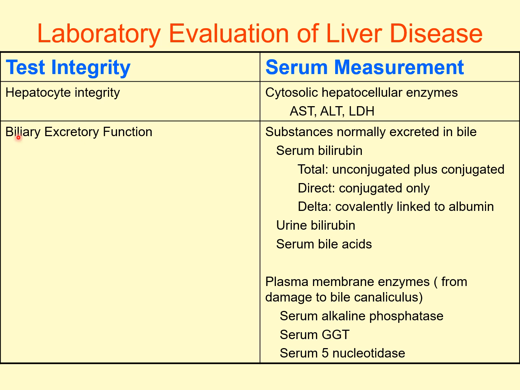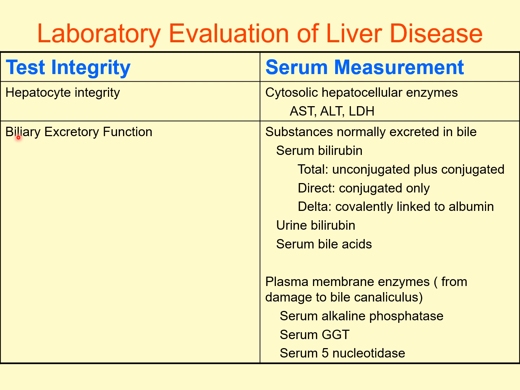So ALT, if there is any injury to the liver cell, then it will be increased. These are the transaminases. Okay. And this AST or SGOT is increased in the liver as well as with myocardial infarction also. Okay.